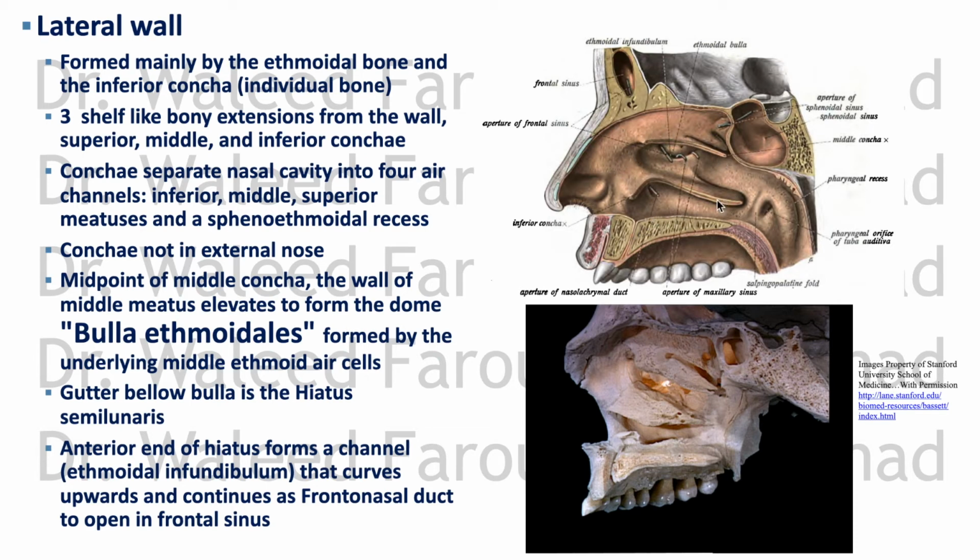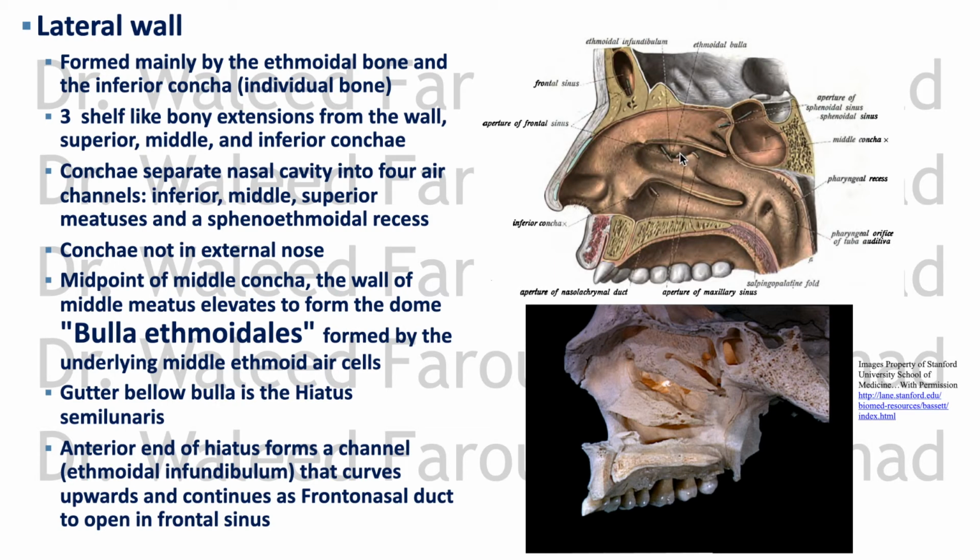Increase in the surface area means increase in the blood, means better control of the temperature of air and humidity of air entering the body. Okay? So it has purposes. It covers and protects the openings and increases the surface area of the mucosal lining.